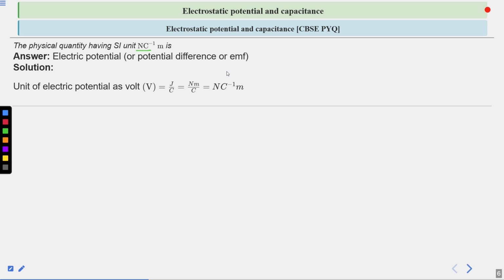dV is the potential difference, having unit volt, upon dr, which is distance, of unit meter, and electric field has unit Newton per coulomb. So dV, the potential difference, will have unit Newton per coulomb, and dr will go there in both ways, E equal to minus dV by dr. In this way, in both ways, we can find the physical quantity having SI unit Newton per coulomb meter. I hope you understood.